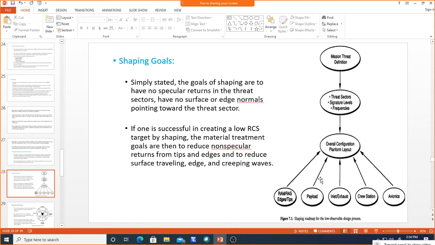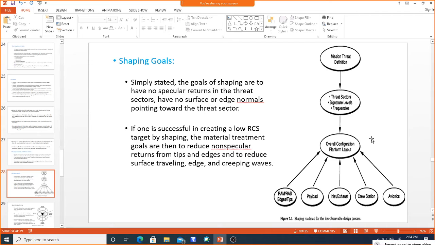So in the payload also, whatever information we are going to send, that payload also is in the form of a system. So whether it is a threat sector or non-threat sector, we have to observe, and then even use radar absorbing materials and radar absorbing surfaces, edges or tips. All this overall configuration in the platform layout they will design first.